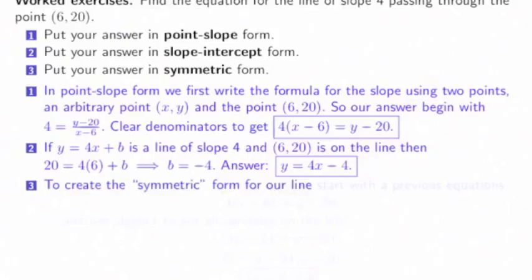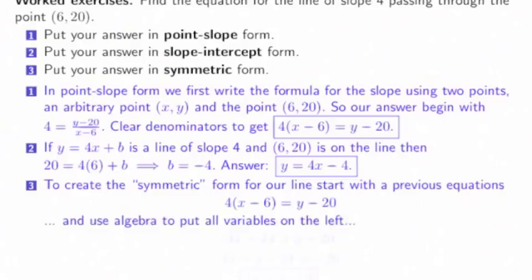To create the symmetric form for our line, start with any of these previous equations. I'll start with the first one. And then use algebra to put all the variables on the left. If I multiply the 4 through, I get 4x minus 24 is y minus 20. If I subtract y from both sides and then add 24 to both sides, I get 4x minus y is 4. Our variables are on the left, the constants on the right. There is the symmetric form.